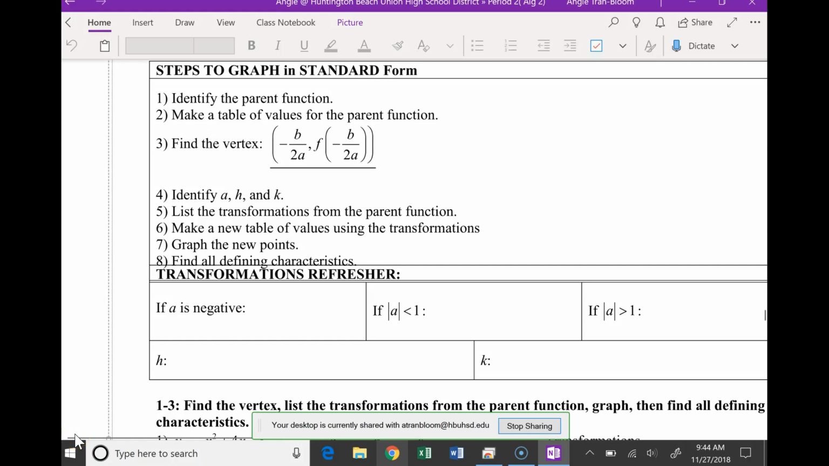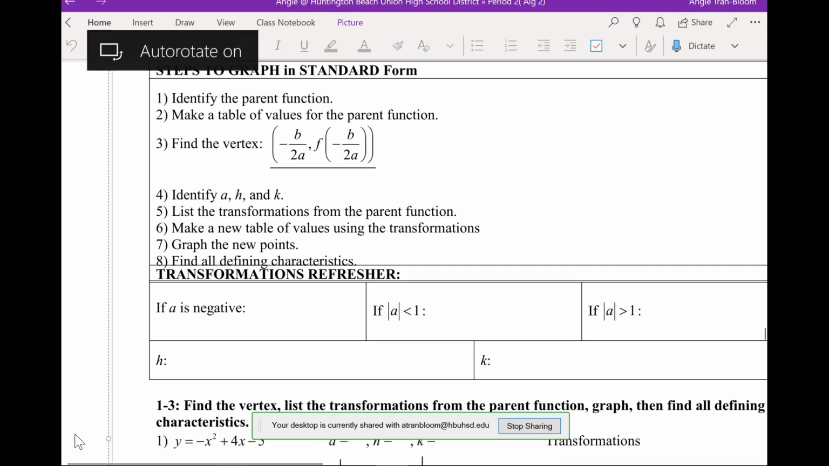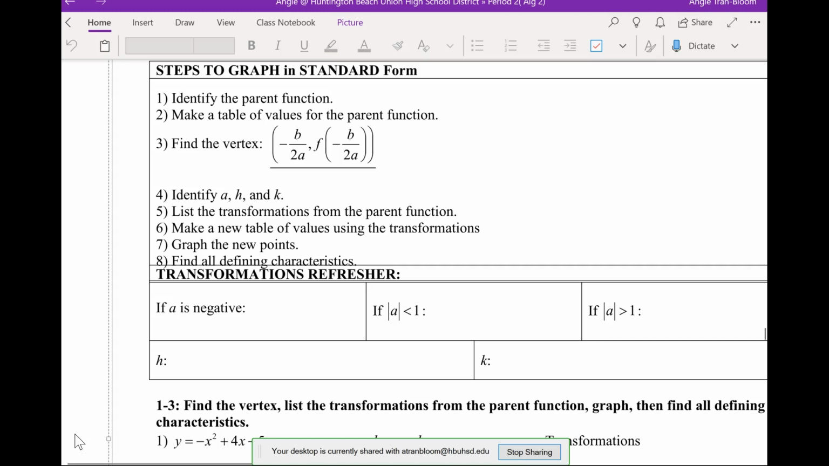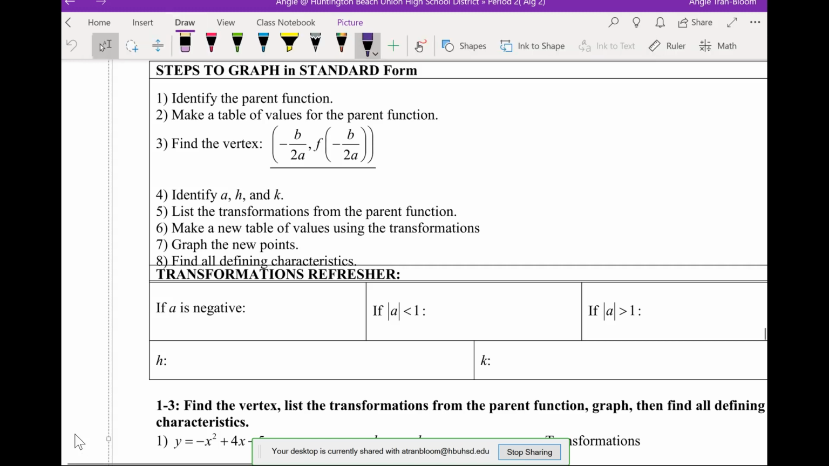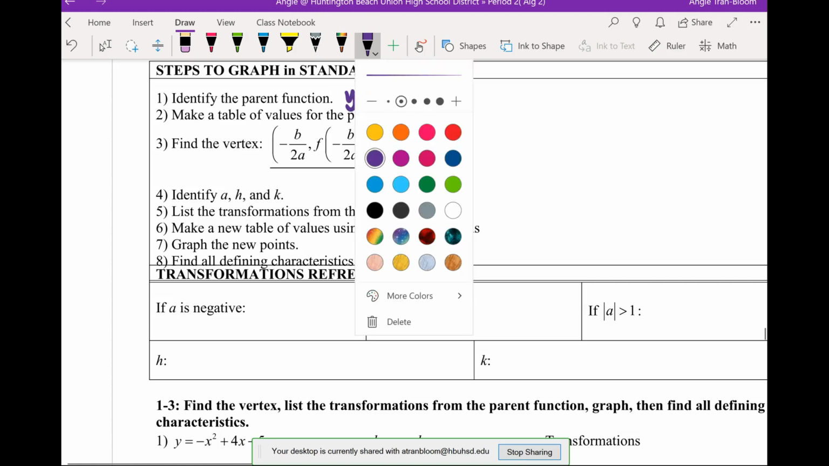Can you help me read number 1, please? Identify the parent. Perfect. Identify the parent function. Well, let me ask you this question. What's the parent function for any quadratic function? Y equals what? What's the parent function?